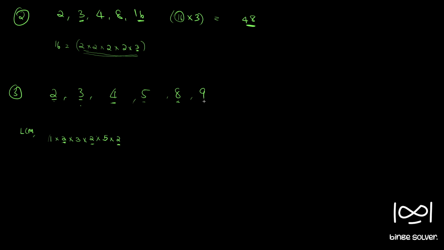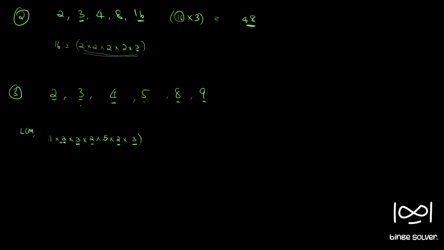Now there is one more number, 9. So if you see, already there is one 3 in this. So we just need one more 3 to have 9 in this. So 3 into 3 becomes 9. So all numbers are covered. This will be our LCM.